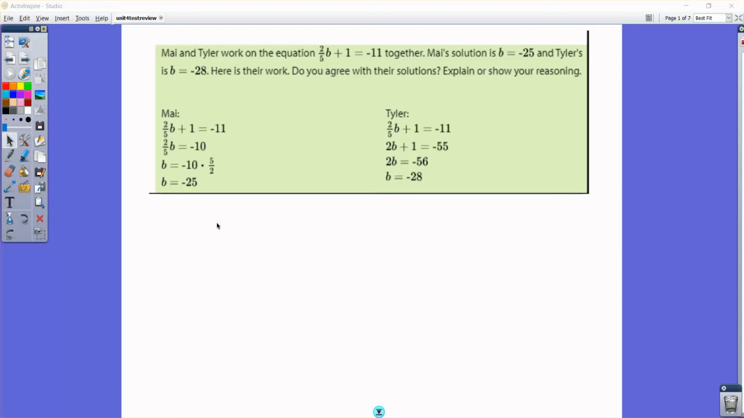All right, so we have a problem here, and this one is an equation that 2 people have solved. The equation is 2/5 of b plus 1 equals -11. My solution is b equals -25, and Tyler's solution is b equals -28. And here's the work. Do we agree?